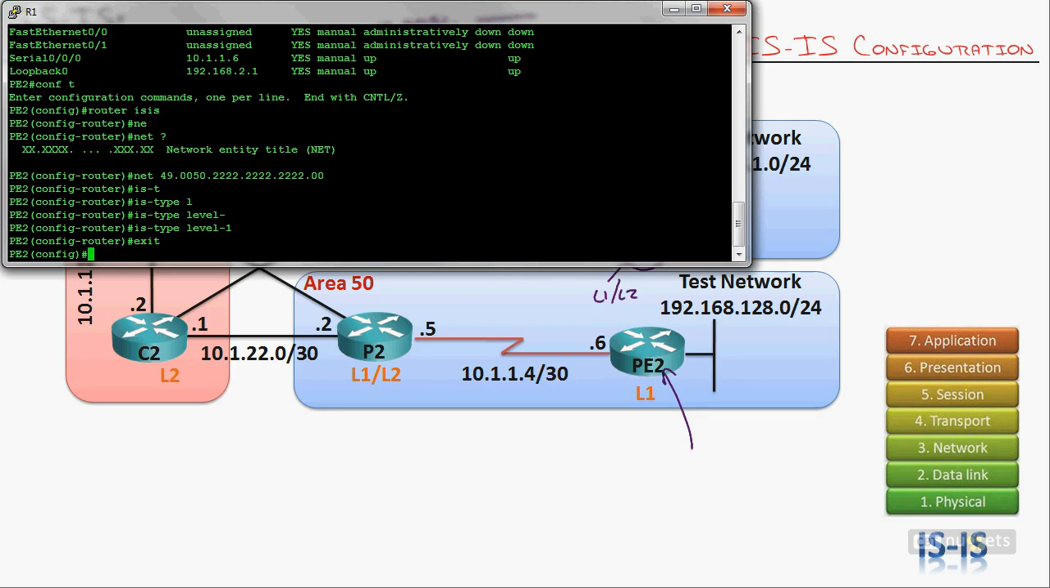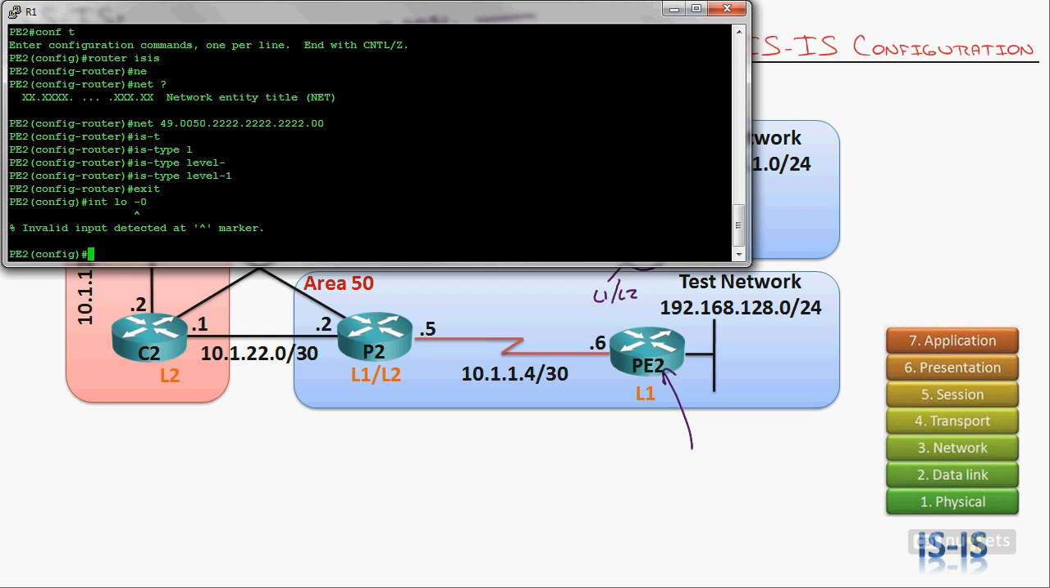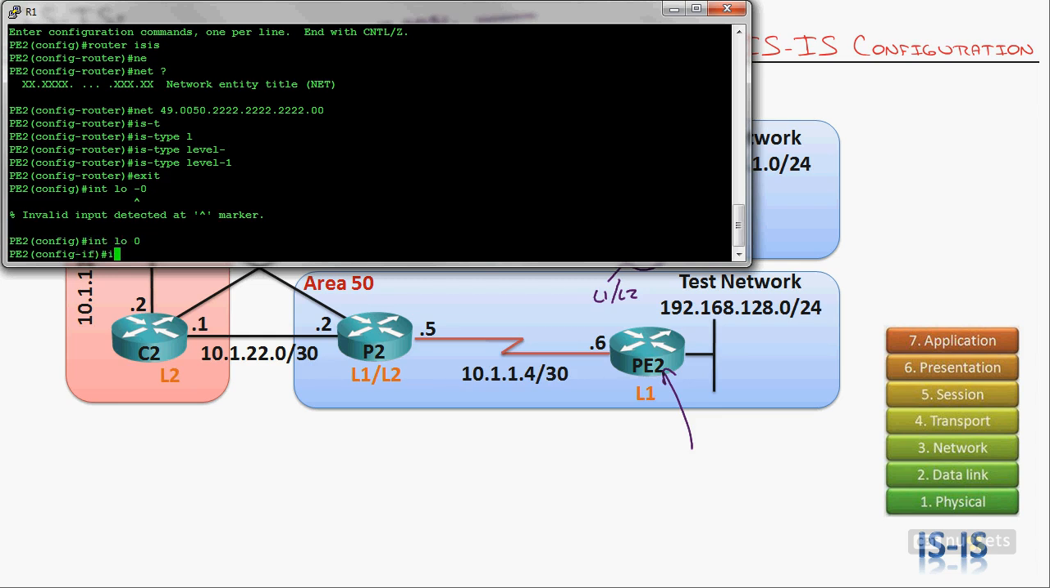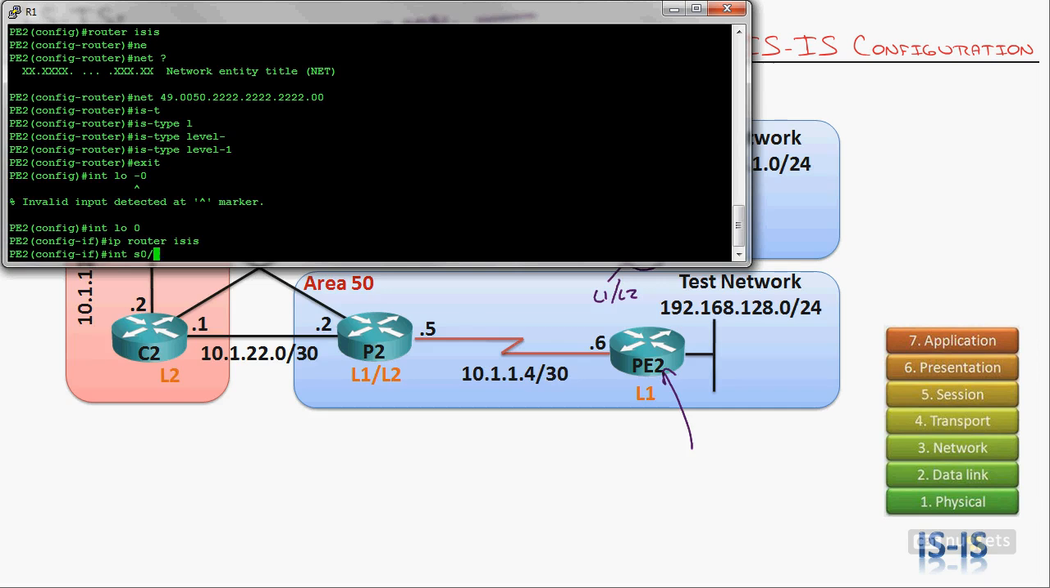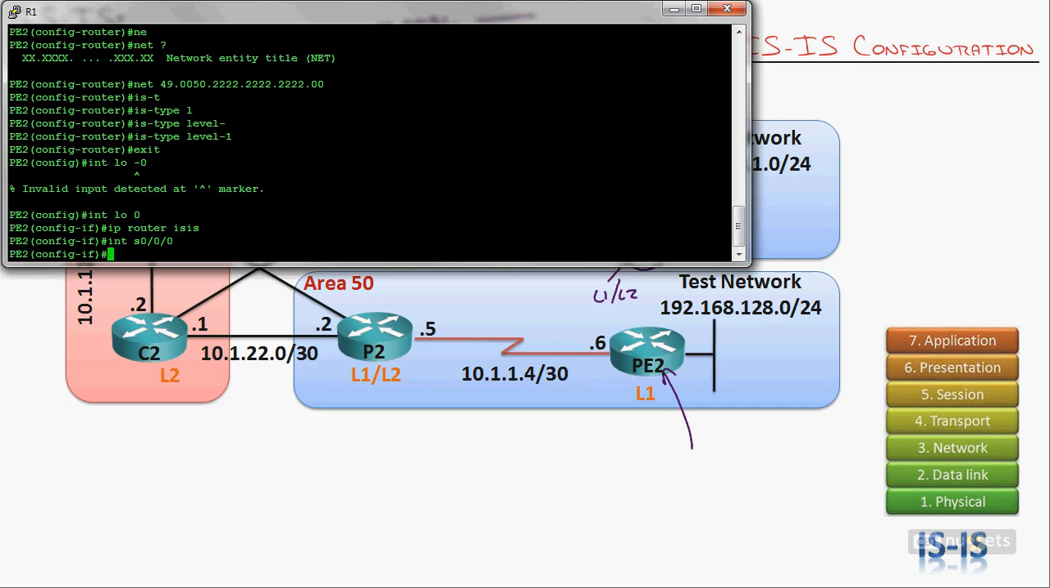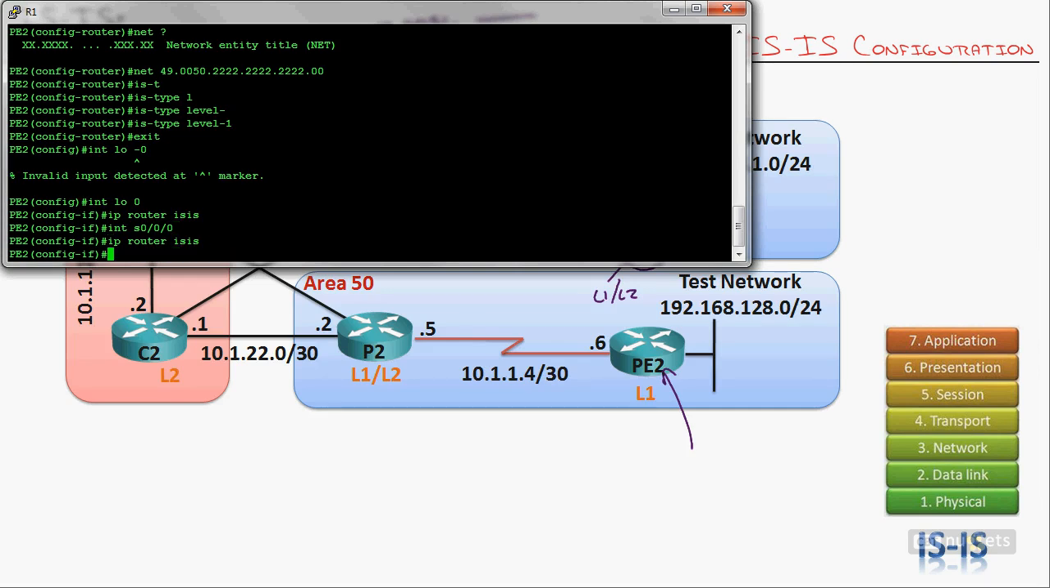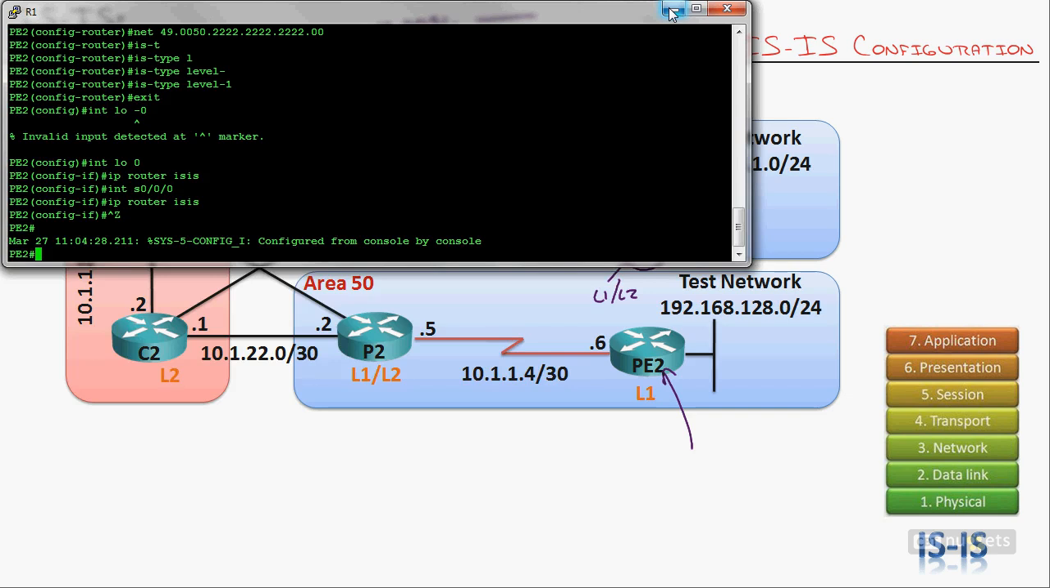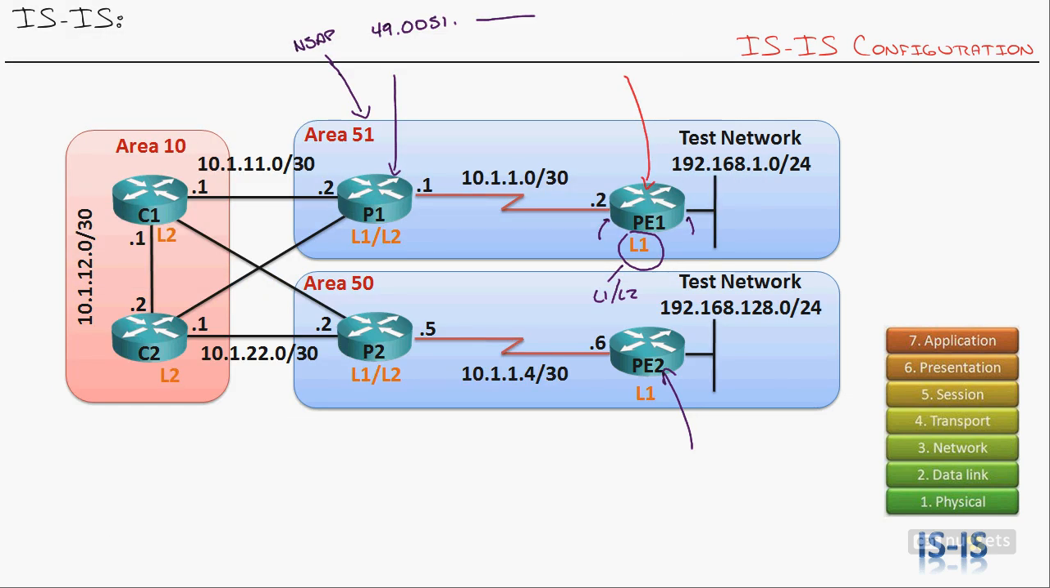Now I'll go under my interfaces. Interface loopback 0, IP router ISIS. Interface serial 0/0/0, which is that interface, IP router ISIS. Okay, good. So now we've got PE1 and PE2 configured. Let's now get to the provider routers, P1 and P2.